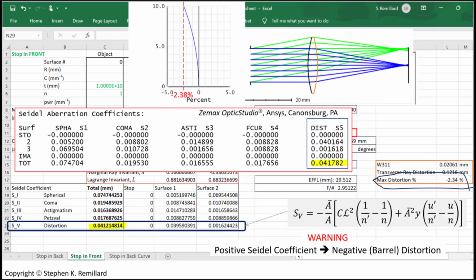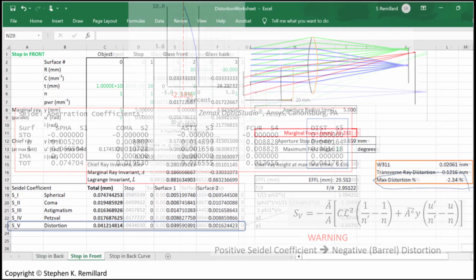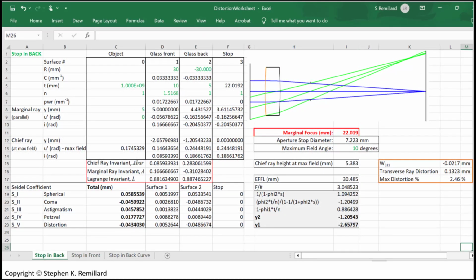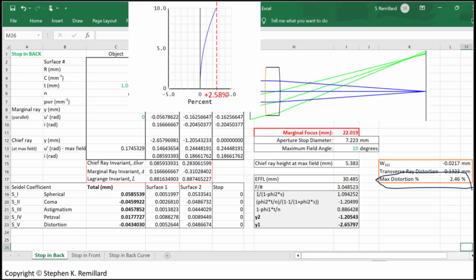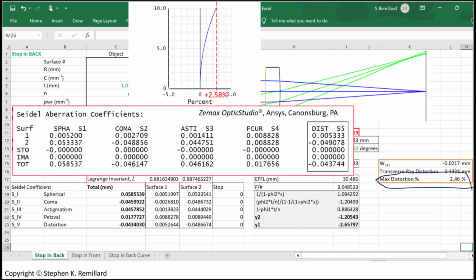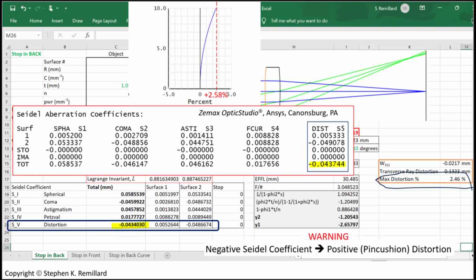Now, an aperture stop has a significant effect on distortion, and this spreadsheet looked at the case of a stop in front of a singlet lens. It's more complicated with the stop behind the lens because I have to figure out where the chief ray strikes the first surface. This was covered in my stop shifting video, and this gray box is where those calculations are happening. With the stop 5 mm behind the lens, the max distortion is positive 2.46%, or plus 2.58% as computed by OpticStudio. And again, the Seidel coefficient can be compared to OpticStudio, drawing attention here to distortion and showing good agreement.